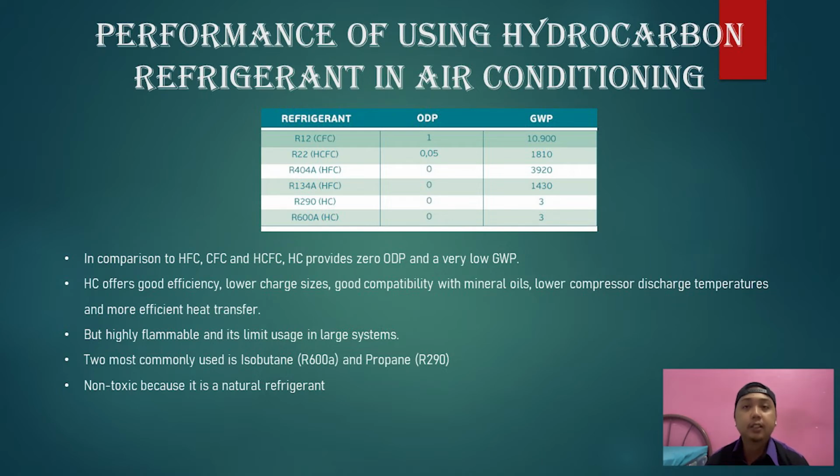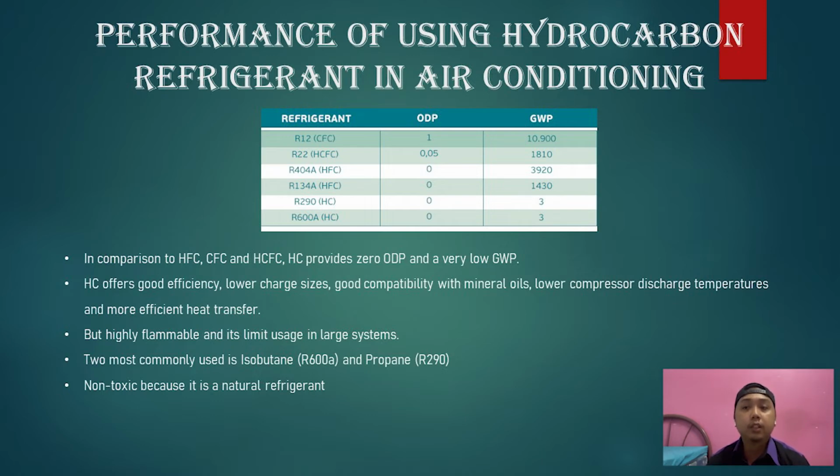Okay, this is the table of HFC, CFC and HC. In comparison of HCFC, HFC and HC, HC provides zero ODP and very low GWP as shown in the table. They also offer good efficiency, lower charge sizes, good compatibility with mineral oils, lower compressor discharge temperature and more efficient heat transfer. But they are highly flammable and this limits their usage in the large system.